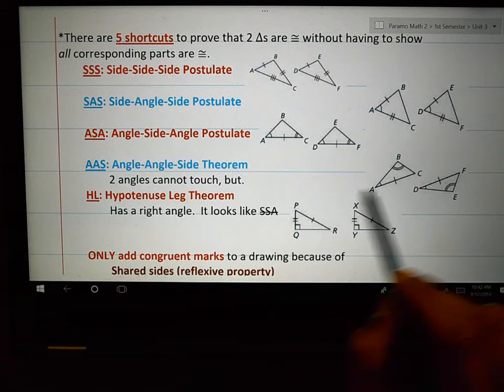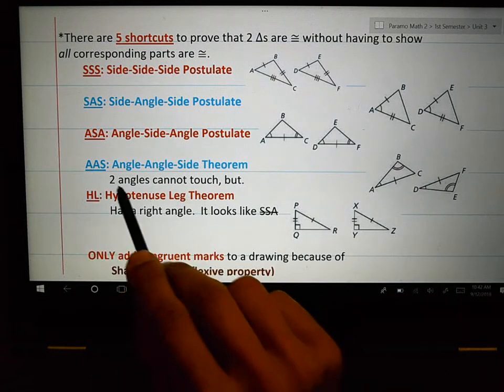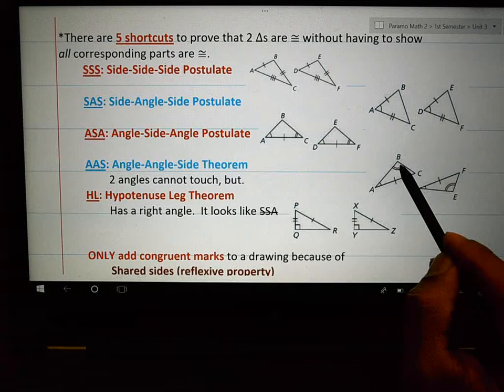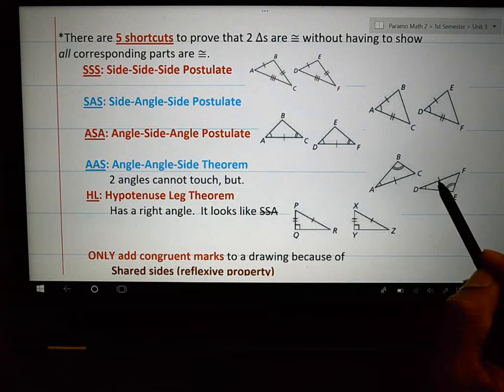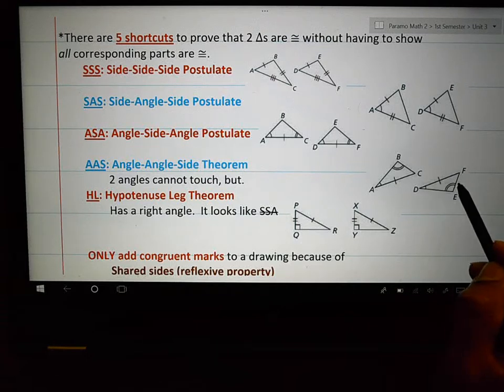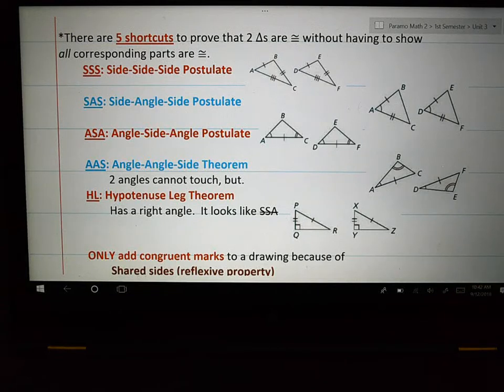Angle, angle, side is the only one that has 2 things that don't touch. The angle can't touch the other angle, but they're next to each other. Angle, angle, then side. Angle, angle, then side. And notice I don't go around this way because I would be skipping this side or this angle. We never skip a side and an angle, which means I can only go around this way when I read the triangle one at a time.